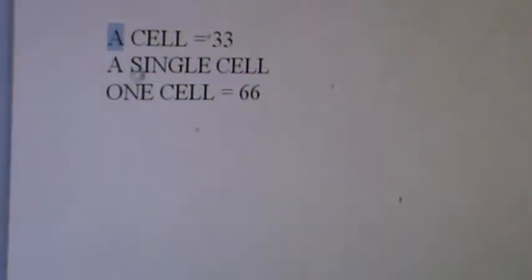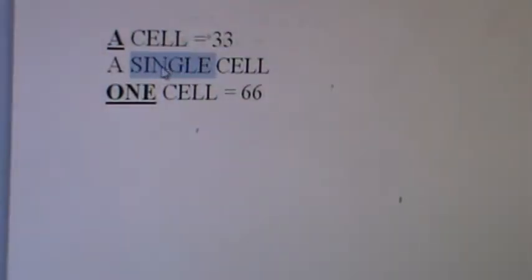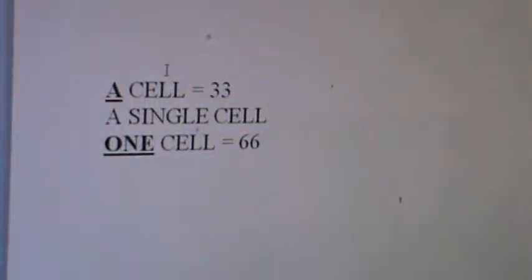Okay, A is +1 for Father, 1 is +1 for Father. Cell parallels Christ and Jesus. So a cell, it always makes a beautiful 3 fest. A cell equals 33. 1 cell equals double, 66. But do you see how Father is the A, the +1? And then this is confirmed by the fact that when you say a single cell, well, the word single equals 66. So a single cell, therefore, equals 33 plus 66 equals 99.